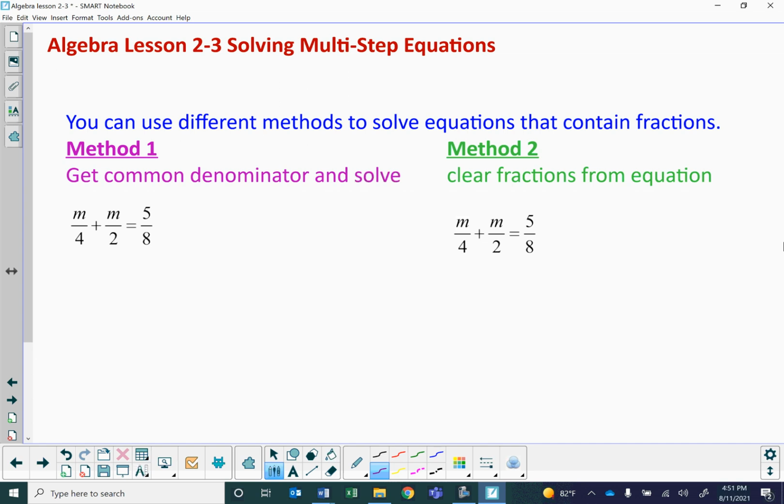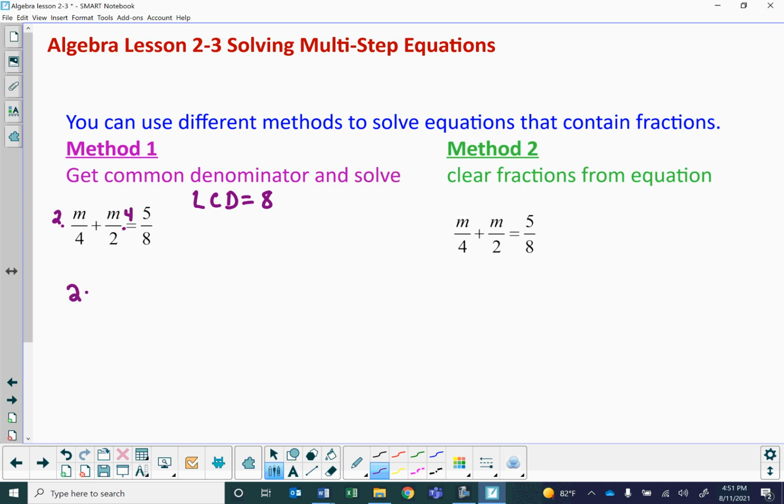So method number one is to get a common denominator and solve. So if I have the equation m divided by 4 plus m divided by 2 equals 5 over 8, lots of fractions. I need to get a common denominator between 4, 2, and 8, which happens to be 8. So my least common denominator is 8. So I need to convert all of these to eighths. Well, m divided by 4, I have to multiply by 2. M divided by 2, I have to multiply by 4, and the 5 I can leave alone.